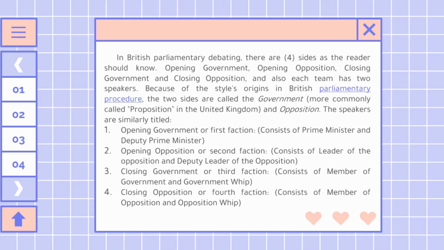Number 1, opening government or first faction, consists of Prime Minister and Deputy Prime Minister. Number 2, opening opposition or second faction, consists of Leader of the Opposition and Deputy Leader of the Opposition. Number 3, closing government or third faction, consists of Member of Government and Government Whip. Number 4, closing opposition or fourth faction, consists of Member of Opposition and Opposition Whip.